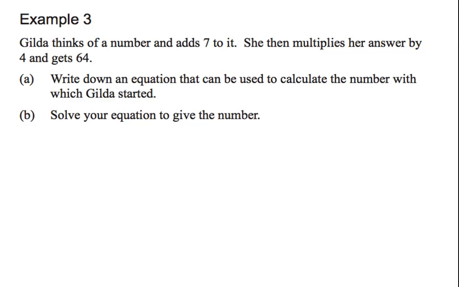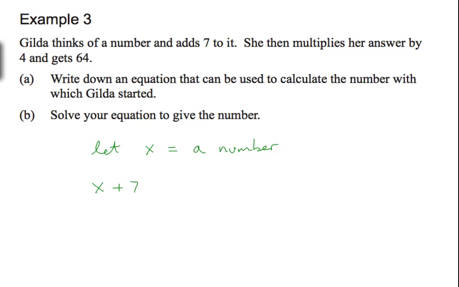Gilda thinks of a number. I'm going to use x because we used it for the first two examples. So let's say that x is the number that Gilda thinks of. So x is a placeholder for this value that she's thinking of, and we don't know what it is yet. So she thinks of a number and adds 7 to it. How do we add 7 to her number? Well, we take x plus 7, right? We're adding 7 to the number that she originally thought of.